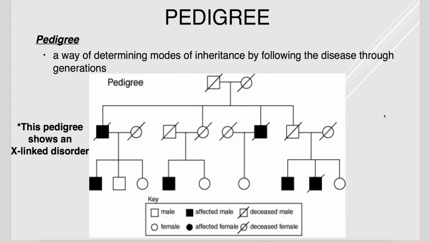Okay, then I just talked about a pedigree. This is just a way of determining modes of inheritance by basically following diseases through generations. You'll always have a key. You can read through that. This is an X-linked disorder, which you can kind of determine because males are affected.